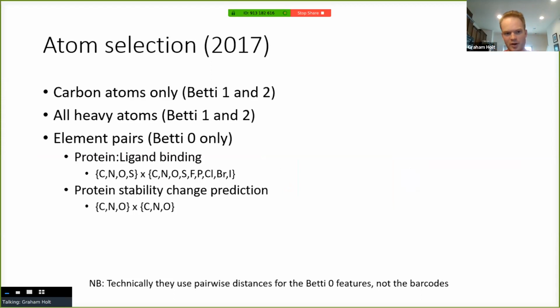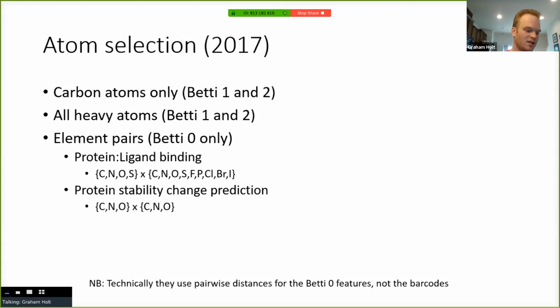Okay, so the first part is the atom selection. Apologies for all the text on this slide, but I couldn't figure out a better way to do it. For the Betty 1 and Betty 2 barcodes, they select carbon atoms only, and they also select all heavy atoms. So they generate barcodes for these things. One of the ideas behind the carbon atoms only was to try to get a sense of nonpolar and van der Waals interactions. And then for the Betty 0 barcodes, they select lots of element pairs.